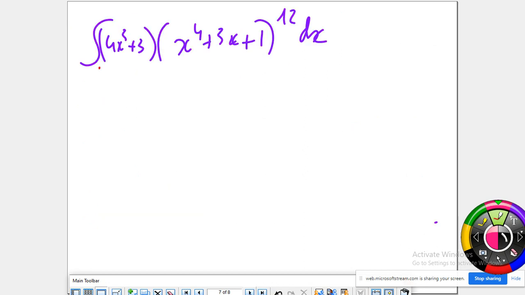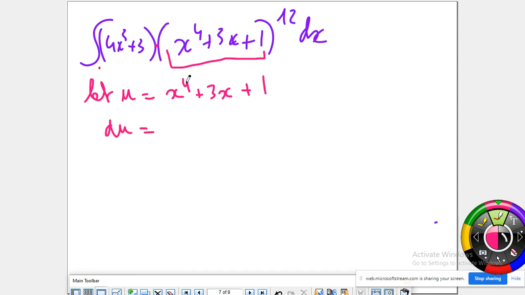I'll do another example. I see in it parentheses and multiplication. It's huge. I will always take the one under the exponent as u. So I say let u be x to the 4 plus 3x plus 1. So here we got u to the 12. Okay, du is the derivative of this one. What's the derivative? It's 4x cubed plus 3 dx. I'm doing the derivative, du means dx.